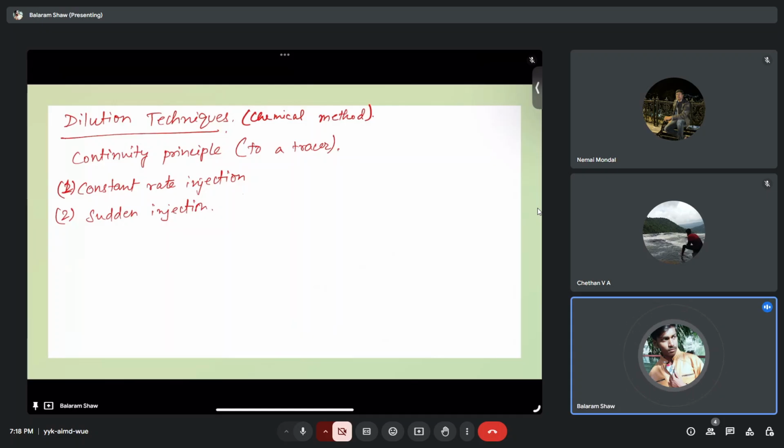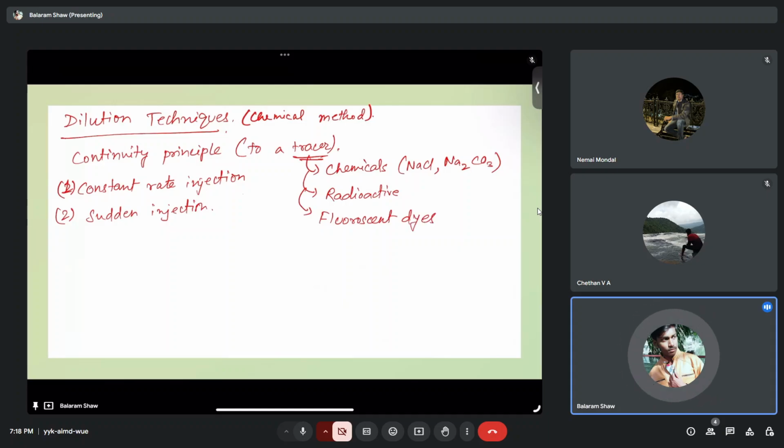Now, we use some tracers. These tracers can be chemicals, simple chemicals like NaCl or sodium dichromate. We can use all these things, or we use some radioactive element like bromine-82 and so on. Other than that, we also use some fluorescent dyes. The fluorescent dye can be rhodamine; mostly rhodamine water tracer is used in this case.